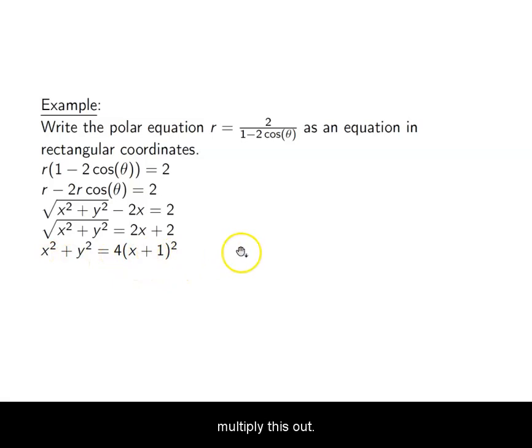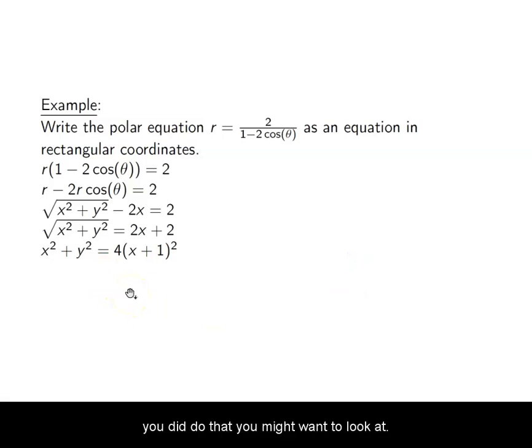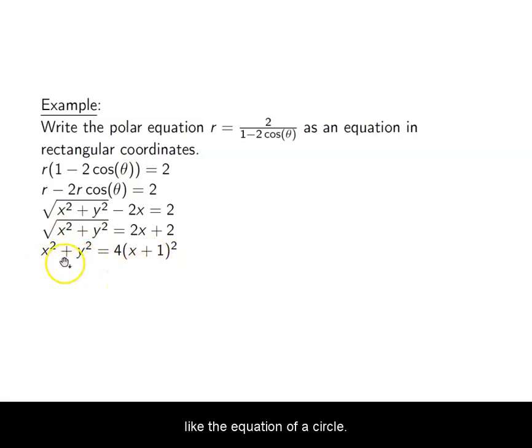I wouldn't have to do anything more than this. If you wanted to multiply this out and then set the whole thing equal to 0, you can do that. If you did do that, you might want to look at completing the square, things like that, to try to get this to look like the equation of a circle. But as it stands, this would be fine as an answer.